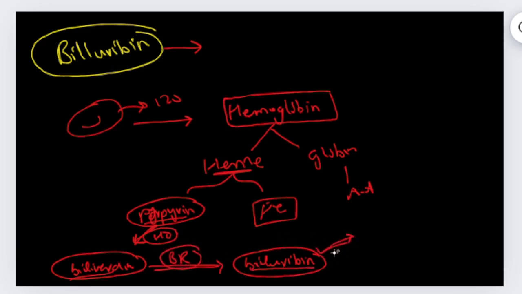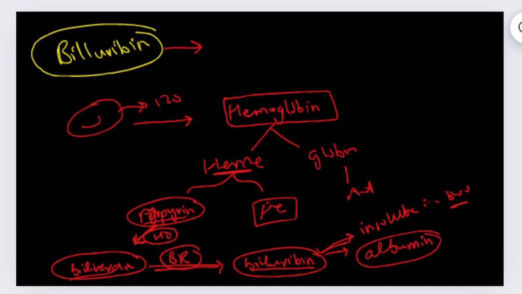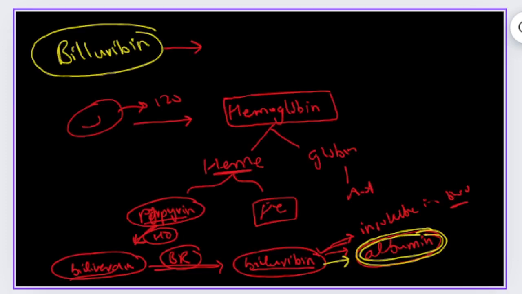Now another important thing is the bilirubin. Bilirubin is insoluble in water, or in blood. Blood is actually water, so it is insoluble in blood. So what does it do? In the plasma, there is the albumin. Albumin is present in the plasma, and actually albumin transfers bilirubin to the liver. Now we will come to the next. This is your albumin.